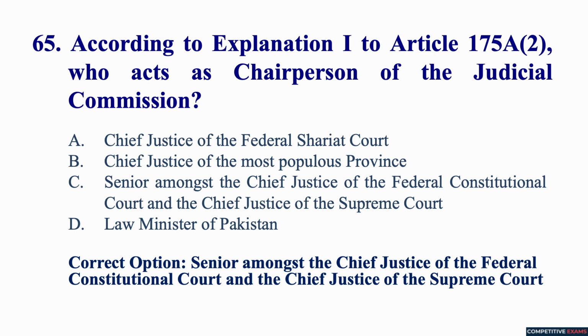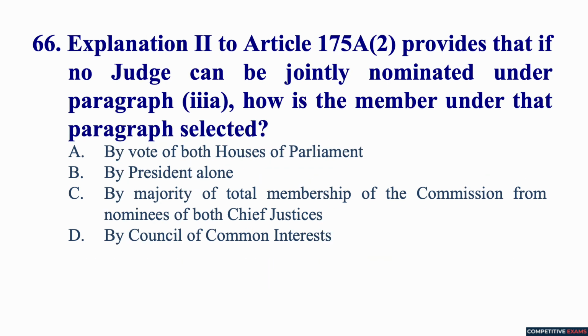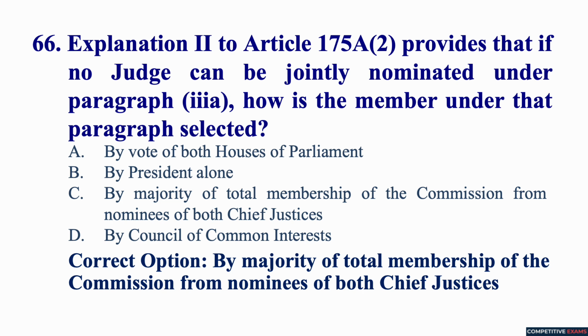Senior amongst the Chief Justice of the Federal Constitutional Court and the Chief Justice of the Supreme Court. Explanation 2 to Article 175A2 provides that if no judge can be jointly nominated under paragraph 3A, how is the member under that paragraph selected? By majority of total membership of the Commission from nominees of both Chief Justices.